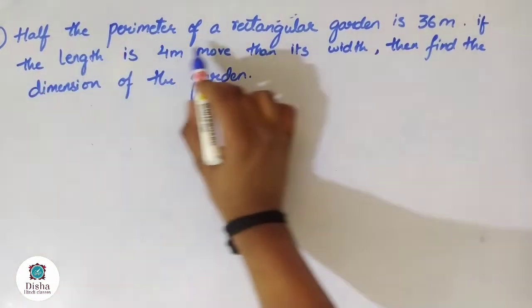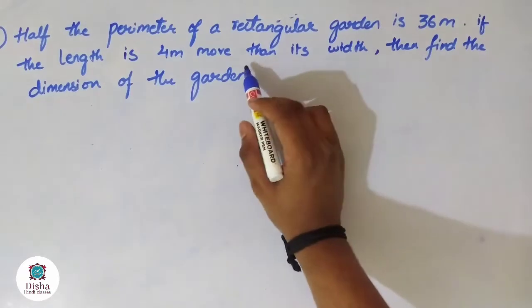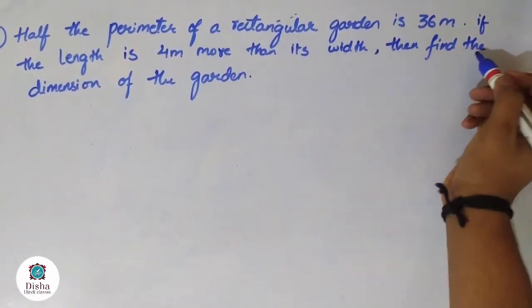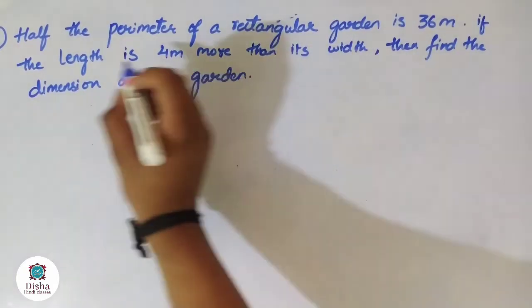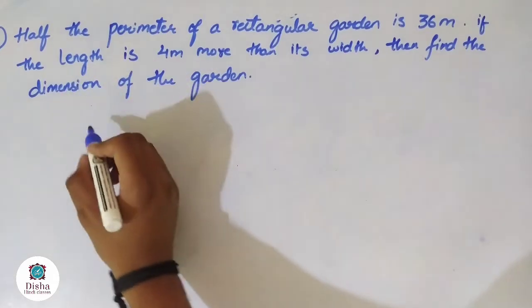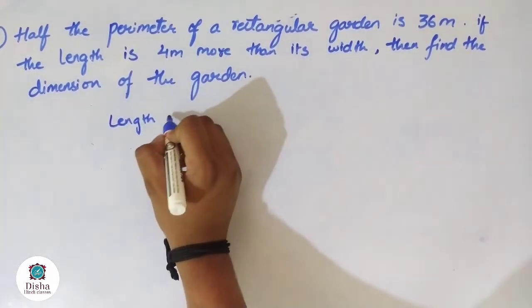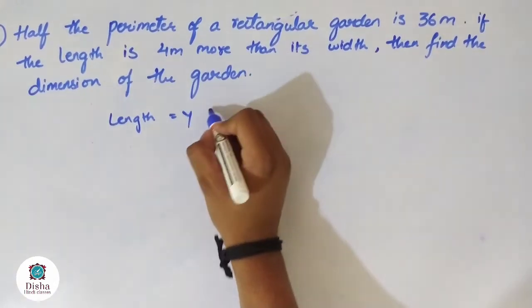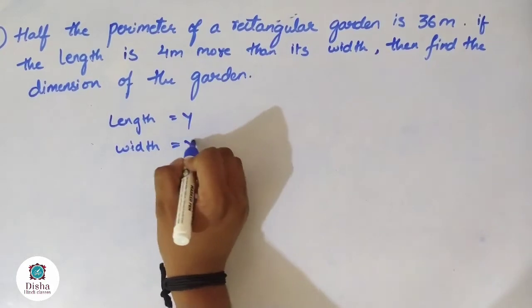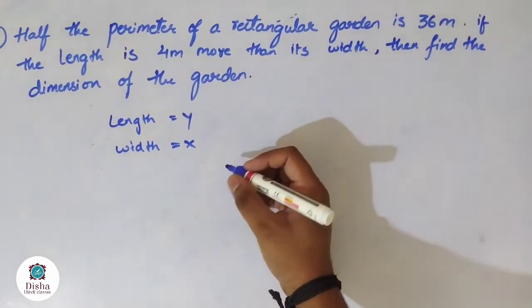Sixth problem we have: half the perimeter of a rectangular garden is 36 meters. If the length is 4 meters more than its width, then find the dimensions of the garden. So here length is 4 meters more than its width, right? So let us take length equals y, width equals x.